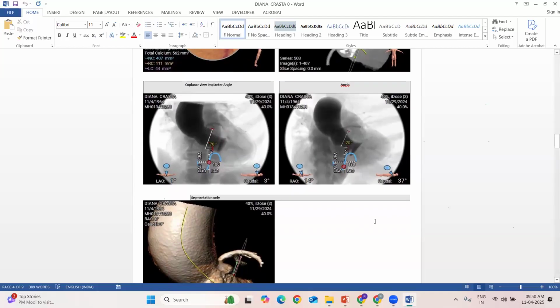Earlier, if you see all the clinical trials, the self-expanding valve had more pacemaker implantation, because this cusp overlap technique was not developed at that time. Now with this cusp overlap technique, they have reduced the pacemaker implantation to 5 to 8%.